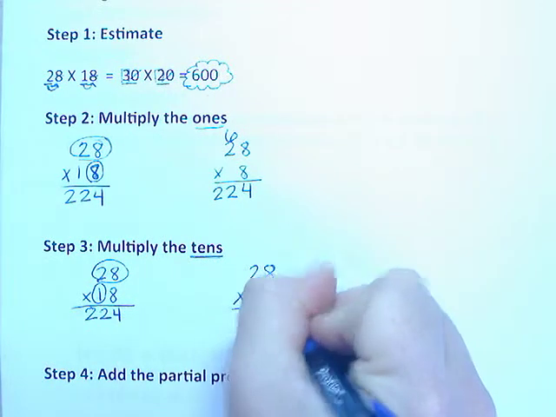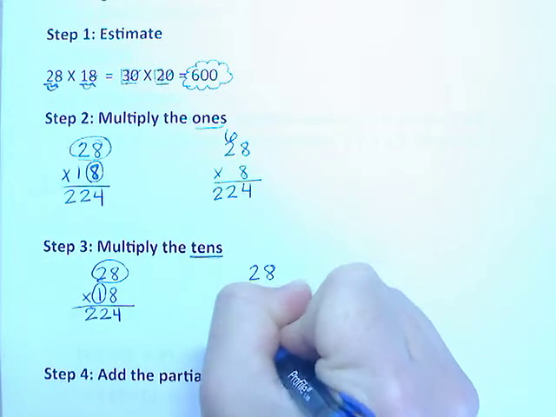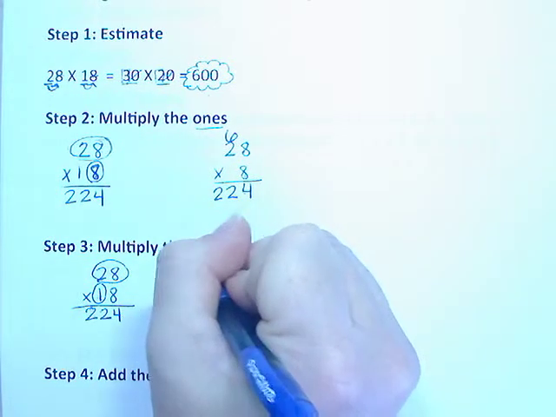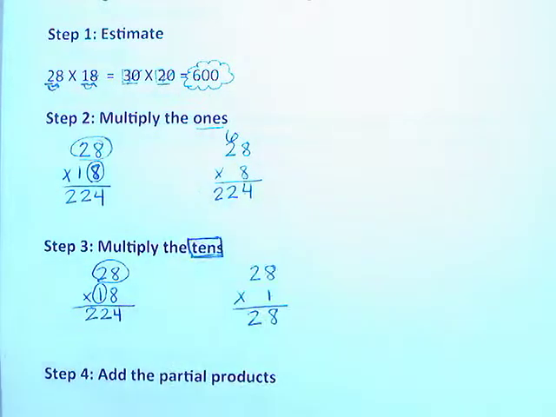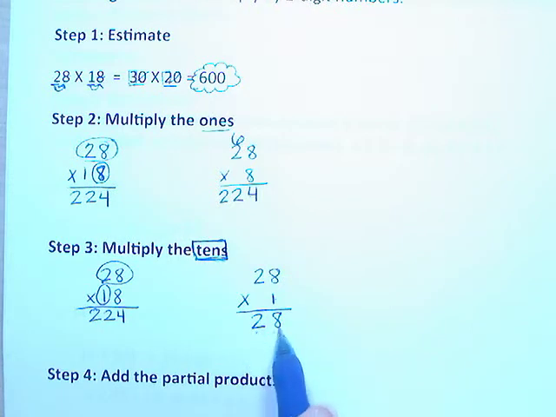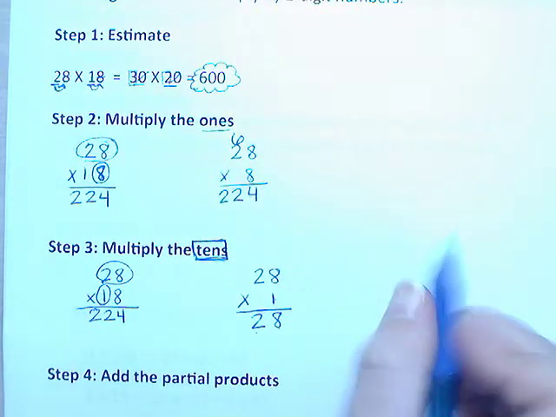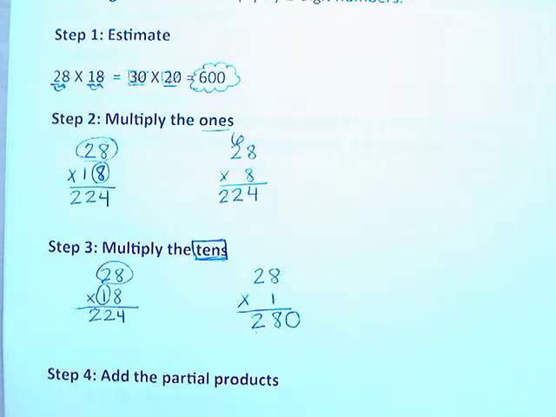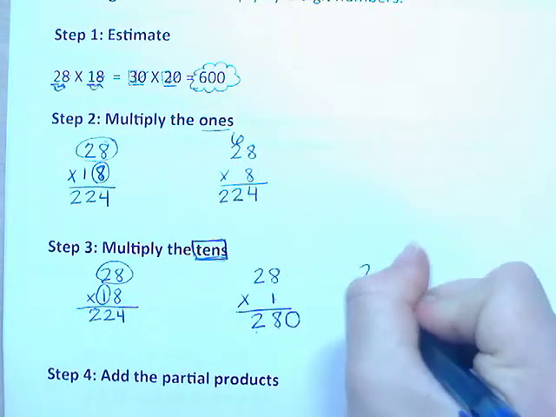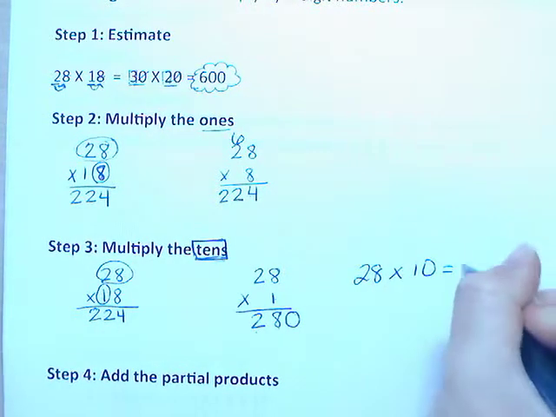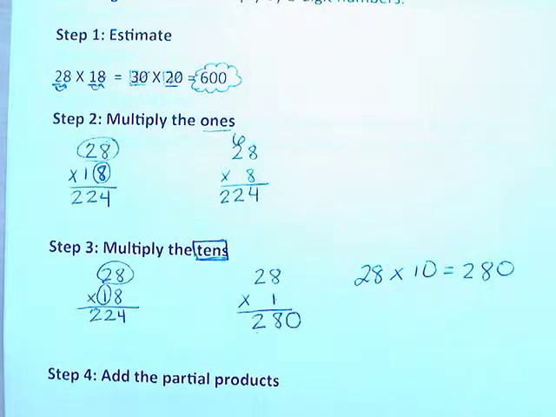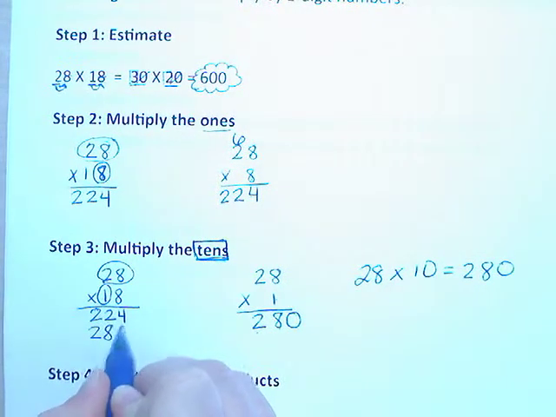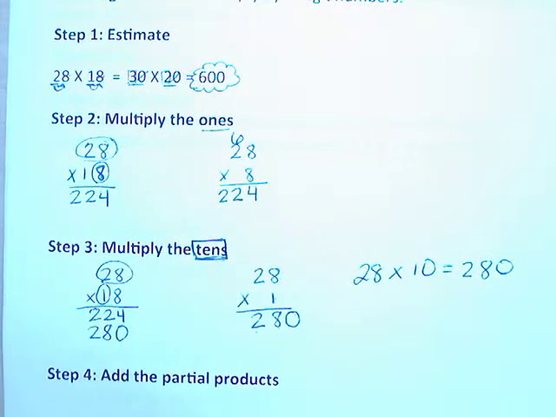1 times 8 is 8. 1 times 2 is 2. Now remember, this is your tens place that you are multiplying. So it's 28 tens. Remember when we went back to place value, 28 tens means it would equal 280. That's like saying 28 times 10, and that would give me 280. So what you're going to write down here is your 280, and do you see how I lined up my place values very nicely?